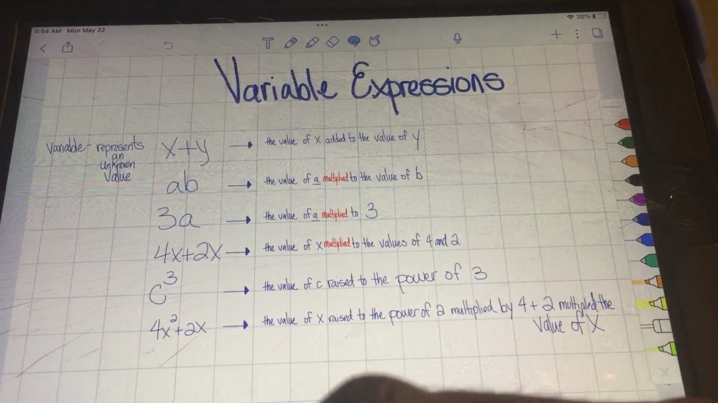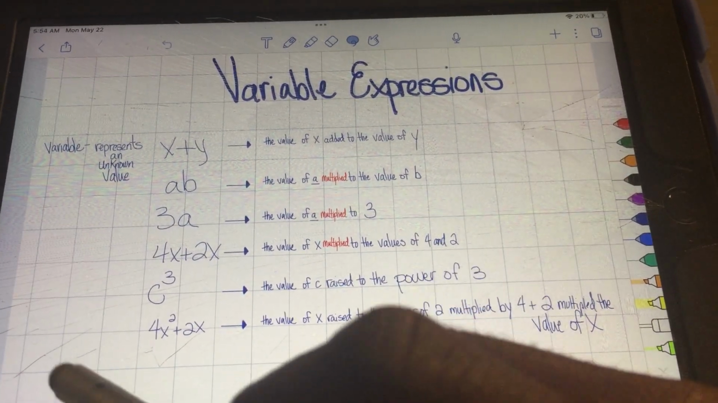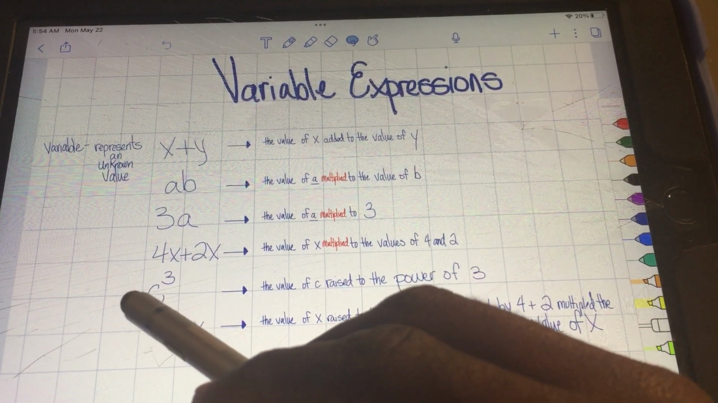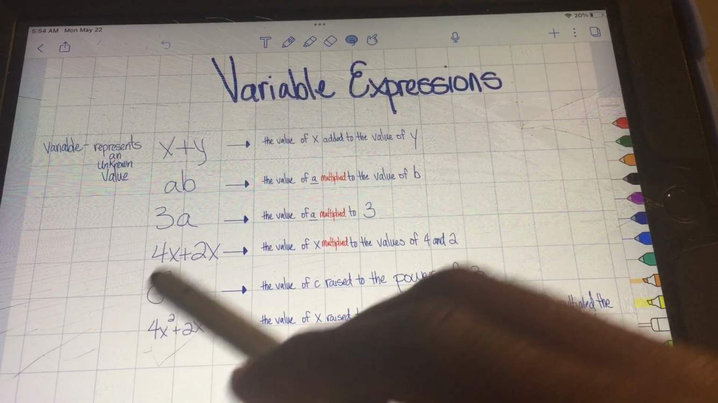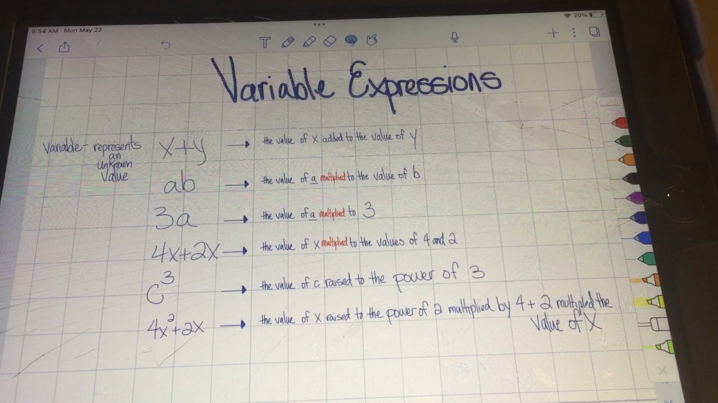In the fifth expression, we have our unknown value of c being raised to the third power, meaning that c is repeatedly multiplied 3 times. C times c times c. So the value of c is raised to the power of 3.